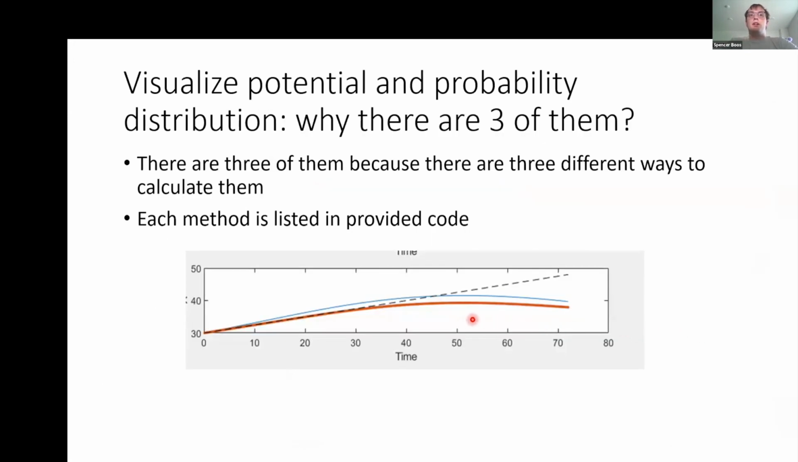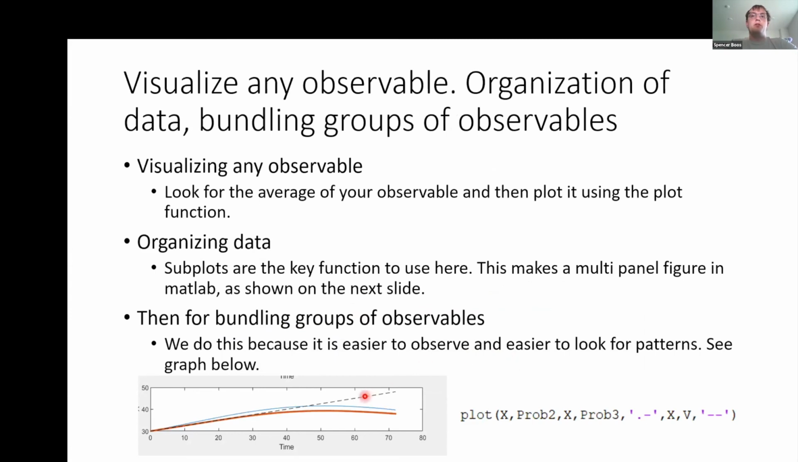Moving on to potential and probability distribution, and looking at why there are 3 of them, because there are 3 different ways to calculate probability and potential distribution, and each of those methods is listed in the code provided, and then you can even put them on the same graph as such right here. So you have one as the dashed line, one as the blue line, and then one as the red line as well.